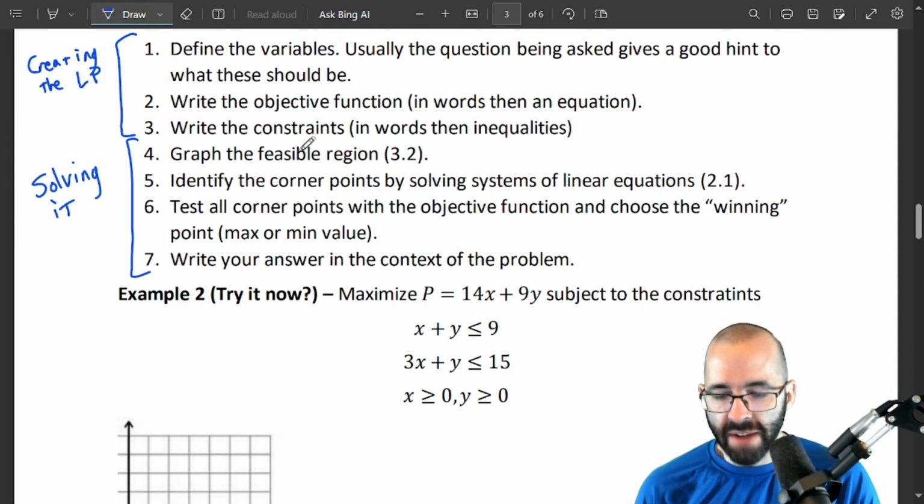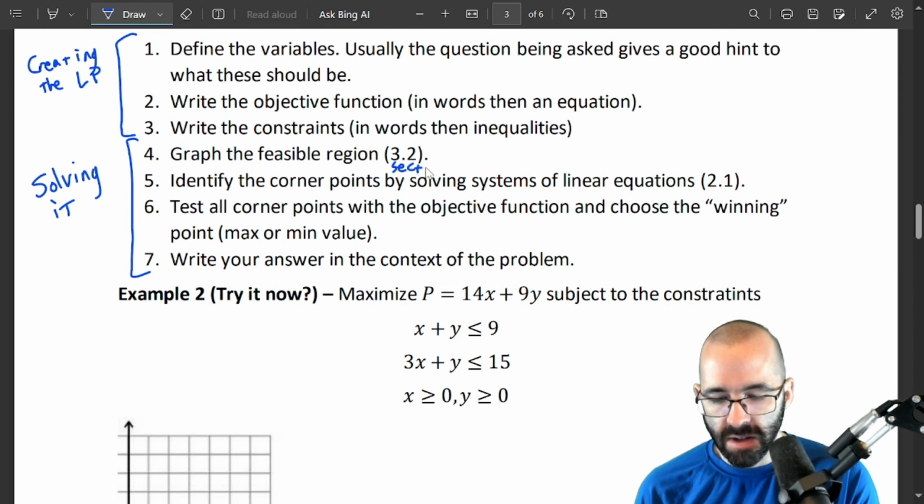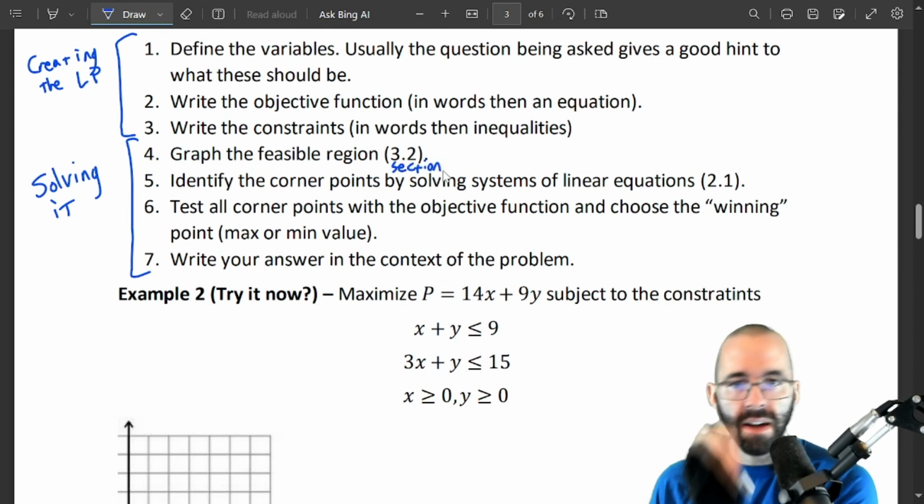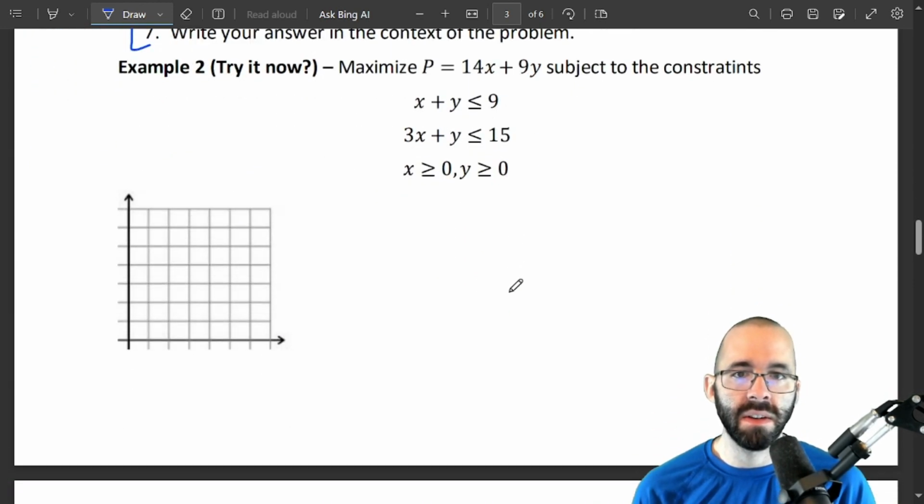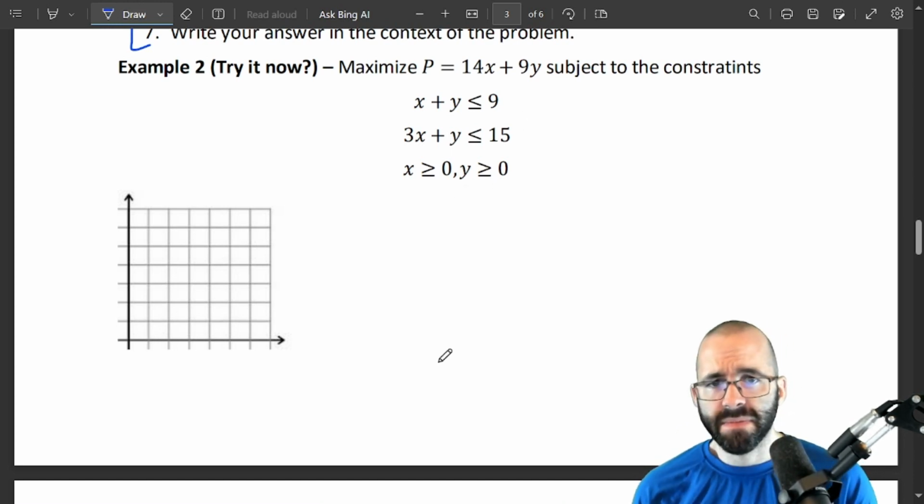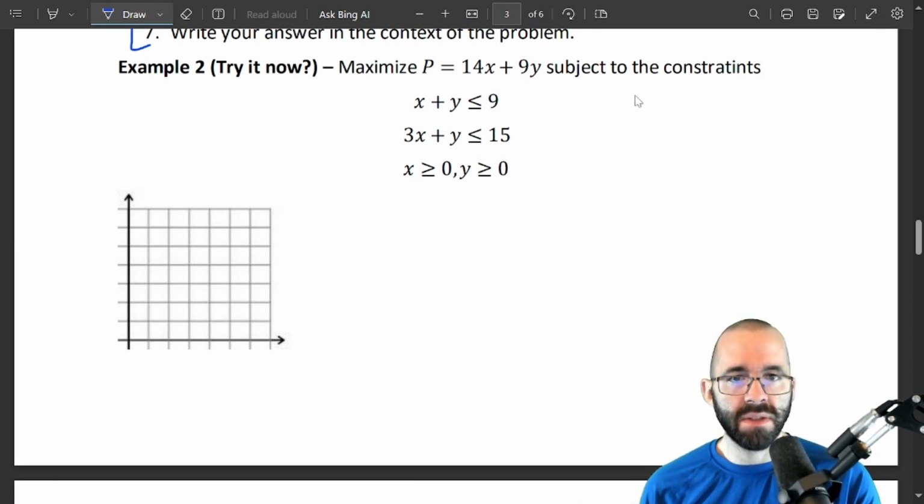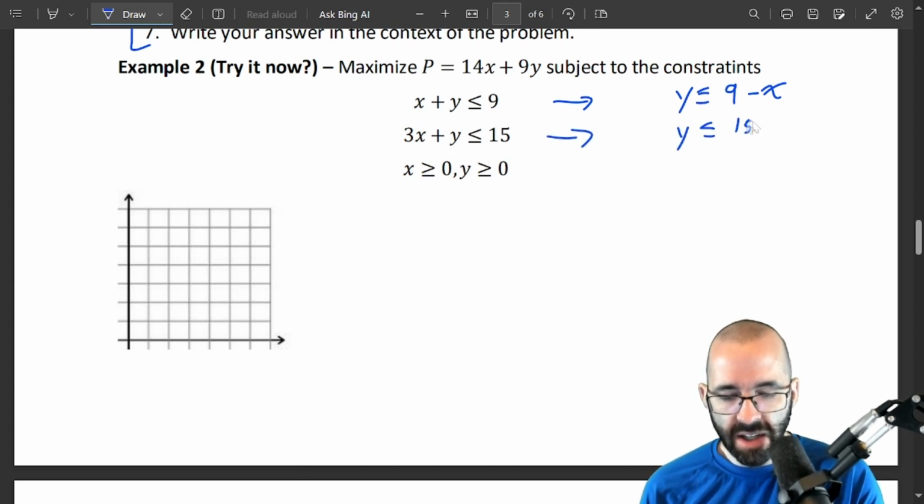Step 4 says graph the feasible region. That's section 3.2. So if you need some refreshing on how to graph these, section 3.2 is the way to go. All right, everything's positive, so we're only going to look at a graph that has positive numbers here. To graph this, it's usually easiest to solve for y. So this first one becomes y is less than or equal to 9 minus x. And the second one becomes y is less than or equal to 15 minus 3x.